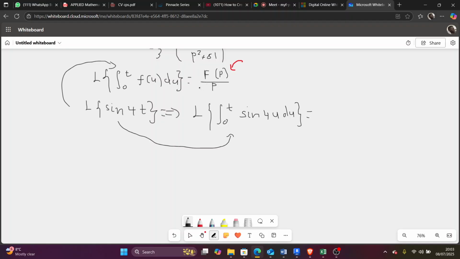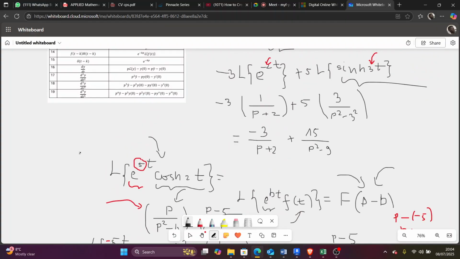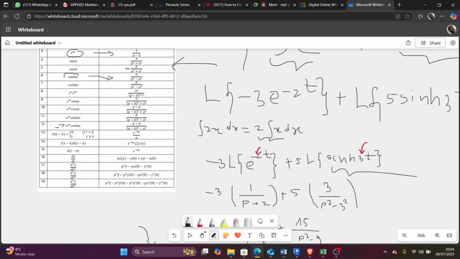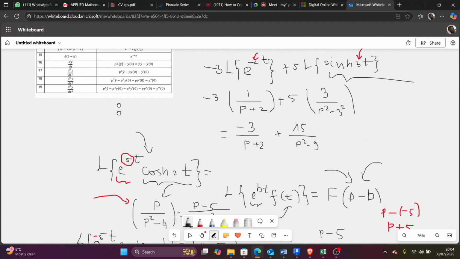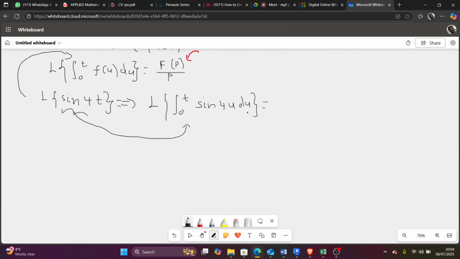F of p is simply the solution of the Laplace of this, of sine 4t. So you go to your formula sheet and look for the sine formula there. What is the answer of that Laplace? Let's do it together. What is sine? Sine is a over p square plus a square. Let's apply it, just by following the formula. A is what? A is 4.